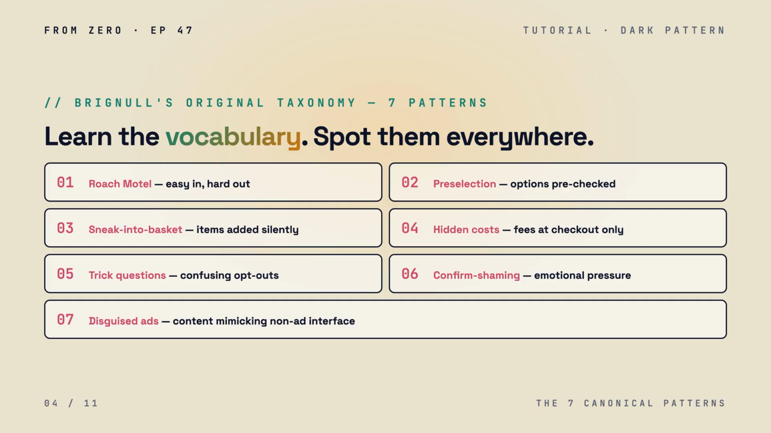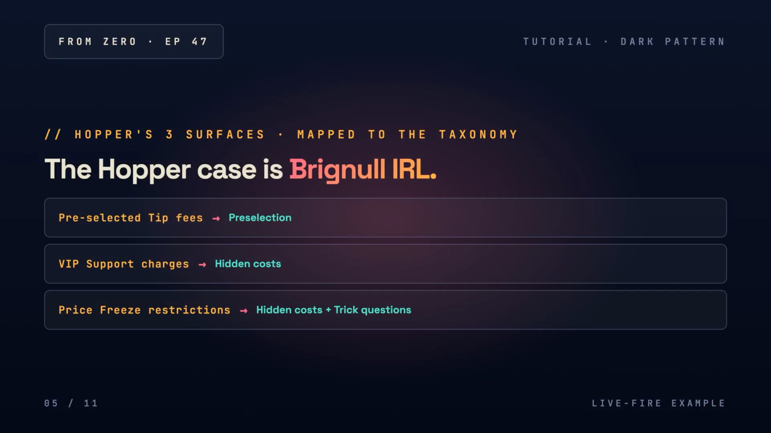Brignull's original taxonomy. 7 canonical patterns. Number 1, Roach Motel. Easy to sign up for, impossible to cancel. Number 2, preselection. Options pre-checked that user did not consent to. Number 3, sneak into basket. Items added without explicit permission. Number 4, hidden costs, fees revealed only at checkout.